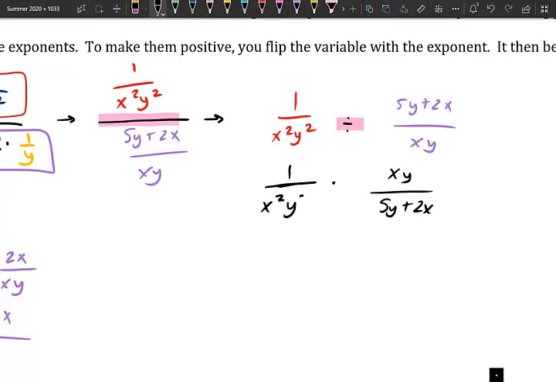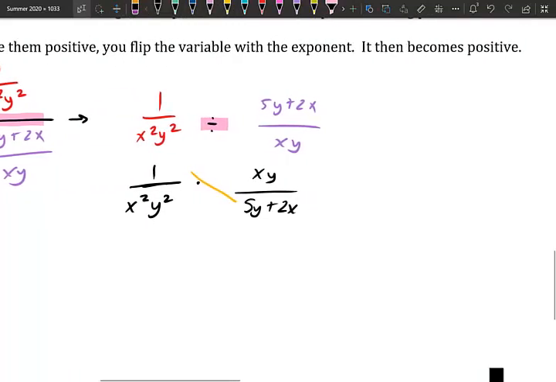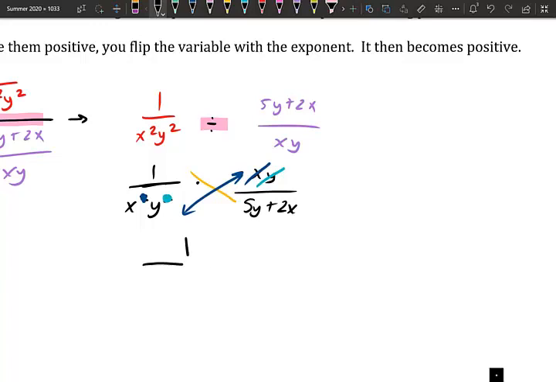All right, let's look diagonally here. They have nothing in common. But what about here? They do share something. They share an x and a y. So we can cancel out one of the x's and one of the y's. What we're left with on top is just 1. And then on the bottom, we have xy times 5y plus 2x. That's it.